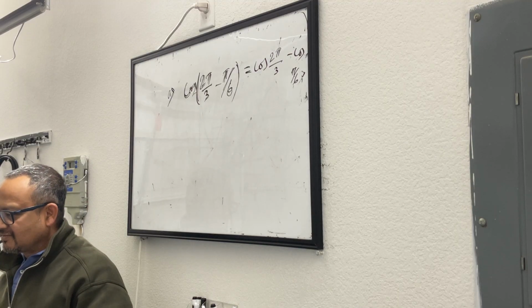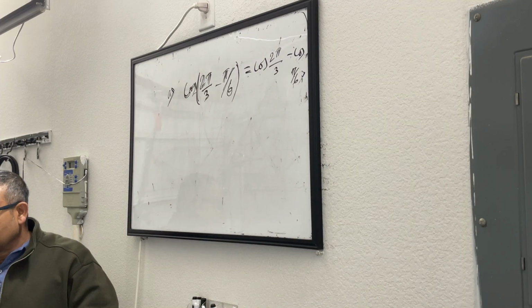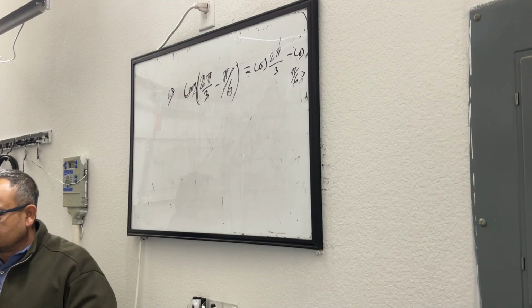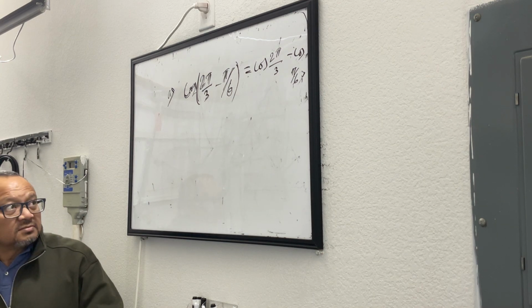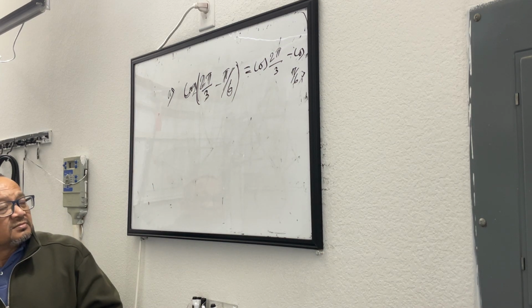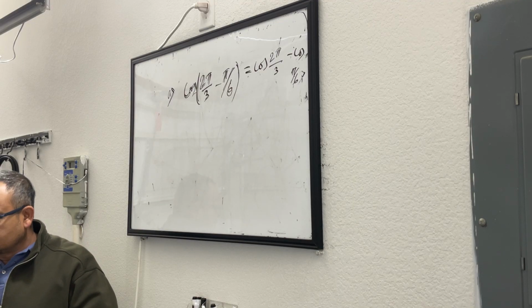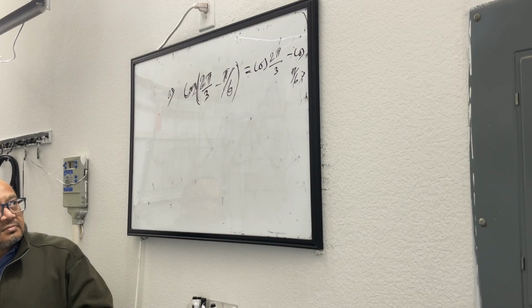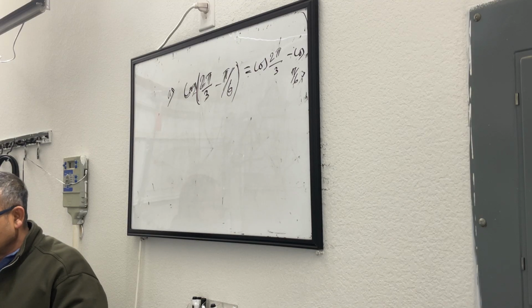2 pi over 3 minus pi over 6, the number that we will get is going to be, wait, 4 pi minus pi, so 3 pi over 6, which is pi over 2. So the cosine of pi over 2 is not going to be equal to cosine of 2 pi over 3 minus cosine of pi over 6.